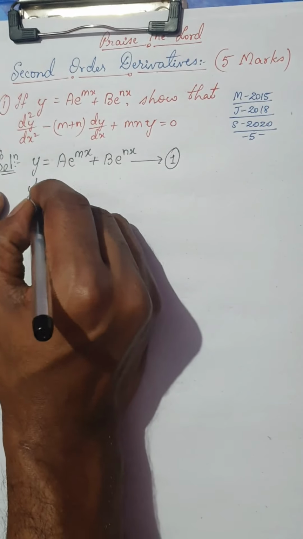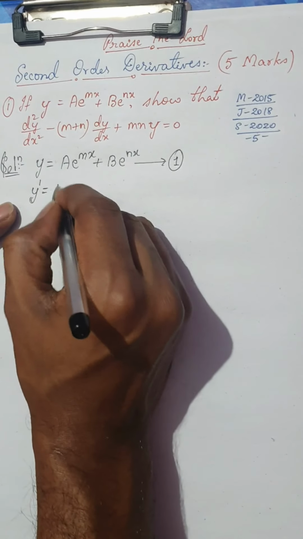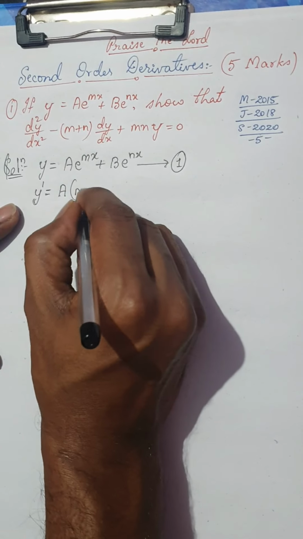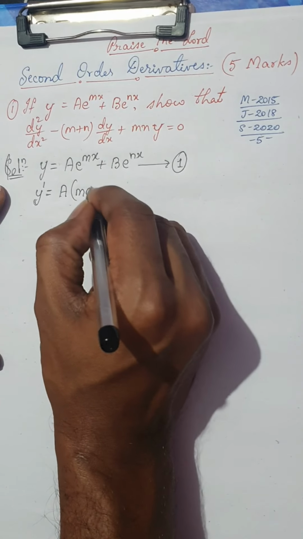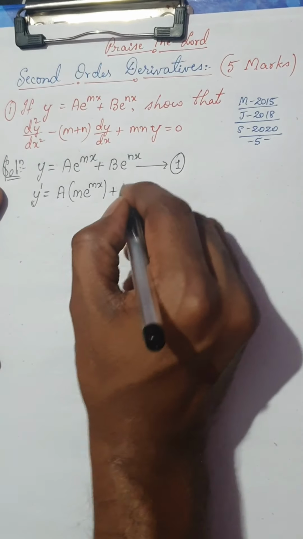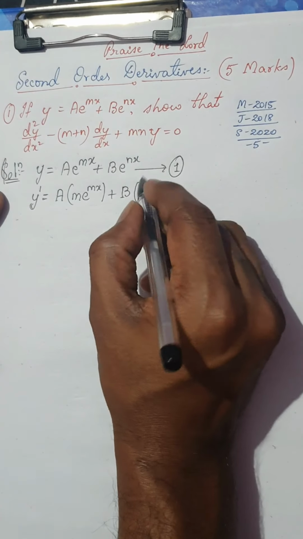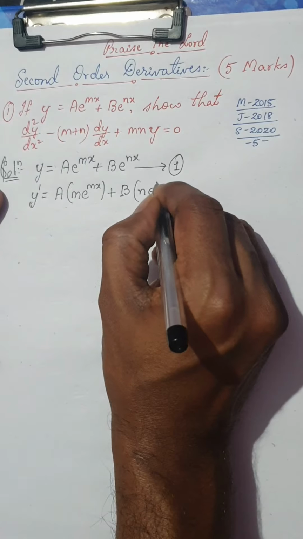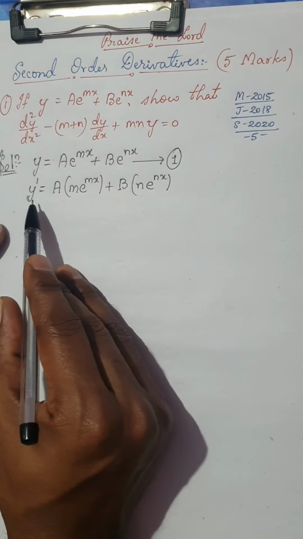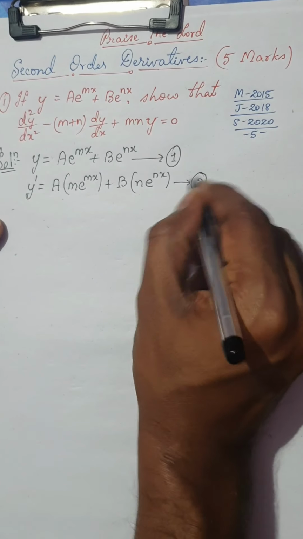Next, first derivative. So y dash is nothing but, now a is a constant, you can keep it aside. Now what is the derivative of e power mx? We know the derivative of e power mx is m into e power mx, isn't it? Plus b is a constant, keep it aside. The derivative of e power nx is n into e power nx. Is it clear? So this is my first order derivative. You can keep it as equation 2.